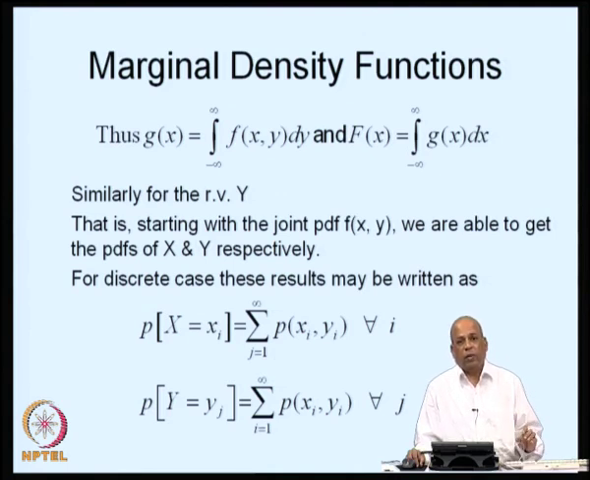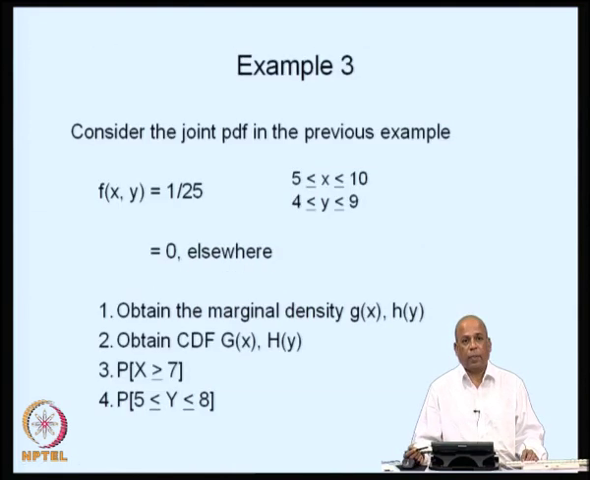Similarly, we can do it for the random variable y. Now, in the case of discrete random variables, these results can be summarized as follows, as we have discussed. Probability of x equal to x i, you sum over all possible values of y. Similarly, y equal to y j, you sum over all possible values of x i. Let us now consider one of the examples.